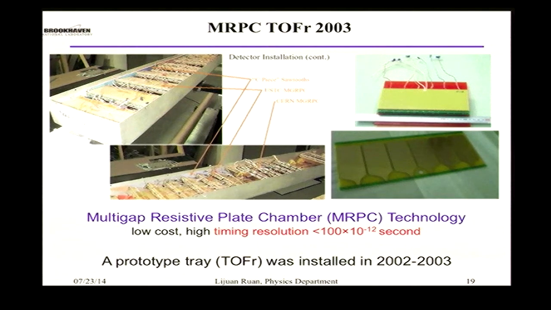So they put those modules in the tray box, shown here, and then they sealed this tray box. This is a basic gas box. And the whole thing was then delivered to Brookhaven National Lab for further tests. After that, it was installed at STAR in 2002 and 2003. And at that time, we called this a prototype tray. It's not a final tray yet.